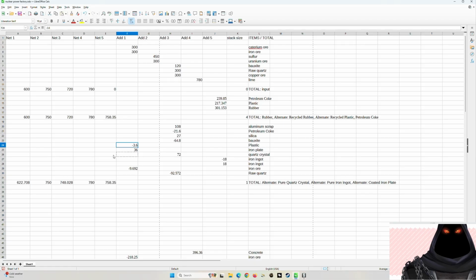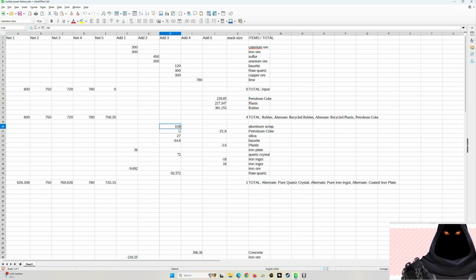Plastic. Plastic is here. Oh, I forgot about that. I already made a mistake. Plastic has to come off of this line right here. So I wasn't even paying attention. Are we using petroleum coke? Yes, we are. So I have to subtract it from this part of the line right here. Okay.